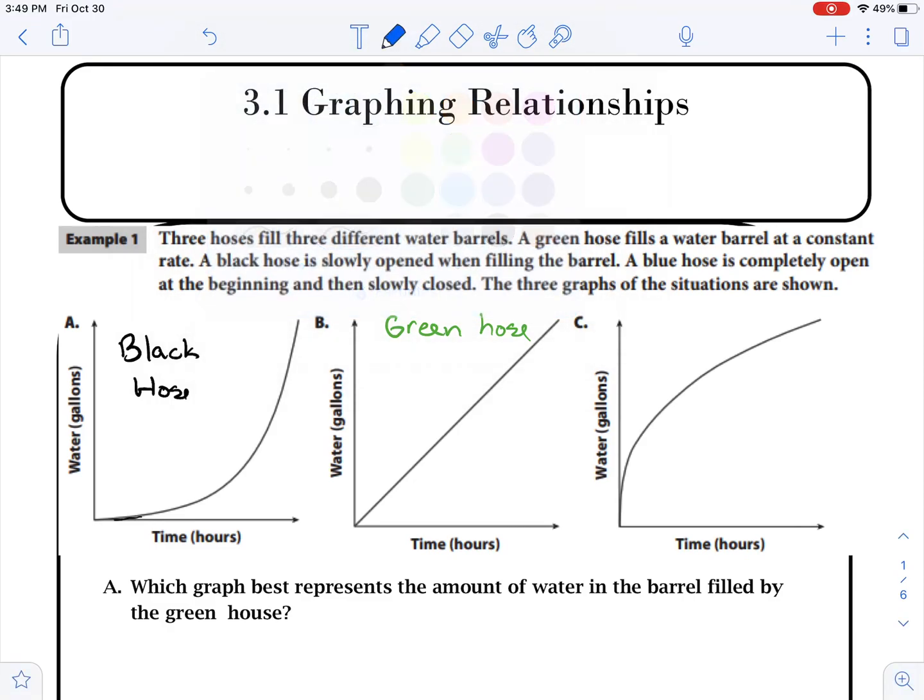And then the last one is a blue hose. It's completely open, so that means it's filling very quickly, and this is it. So it's rapidly filling up, and then it slowly lessens how much it's filling. So this would be the blue hose.